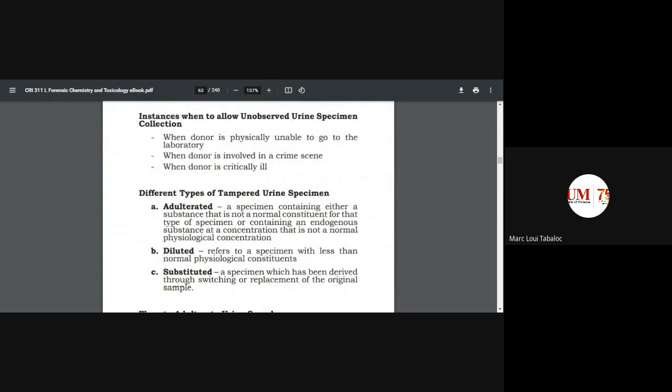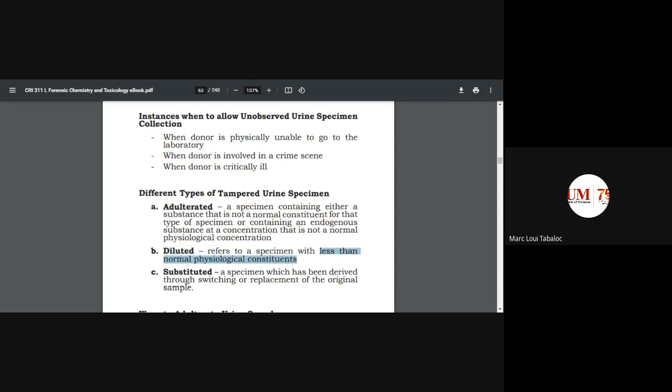So, there are different types of tampered urine specimen. Okay? Different types. Please take note of this, because these terms will be used especially when you are already practicing. First, we have the adulterated urine specimen. Adulterated, of course, means cheated. The contents of this specimen do not contain a normal constituent. Meaning, substances that are not normal were mixed in, not in the regular mixture of urine. What they call mixed in, that is cheating. When we say diluted urine specimen, this refers to a urine specimen with less than normal physiological constituents.